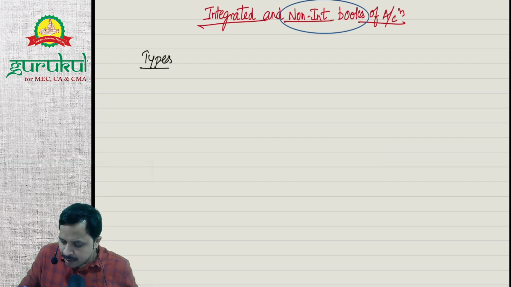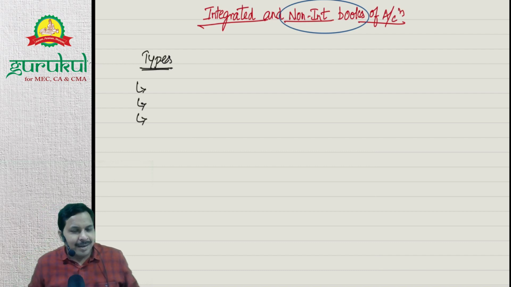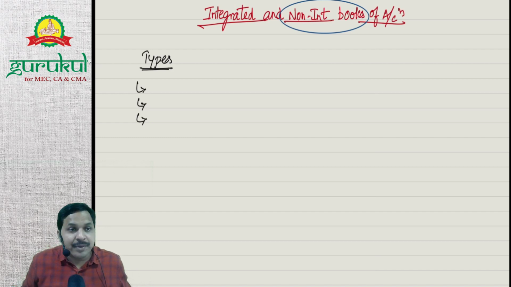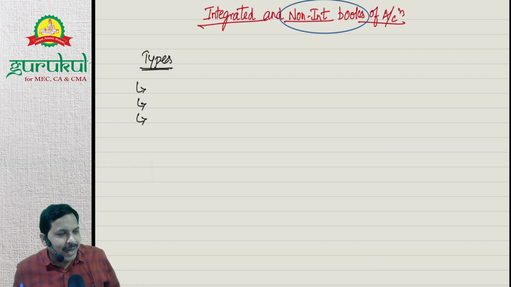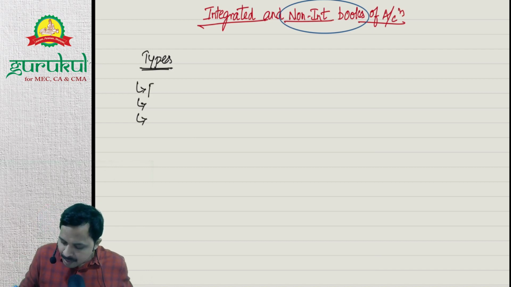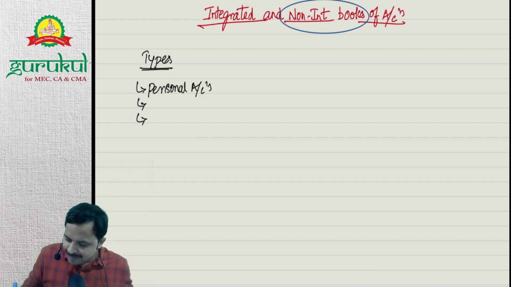Your total accounts can be classified into how many types? Five types? Three or five? What are the different types of accounts? Financial accounts, cost accounts, personal accounts, real accounts, nominal accounts.